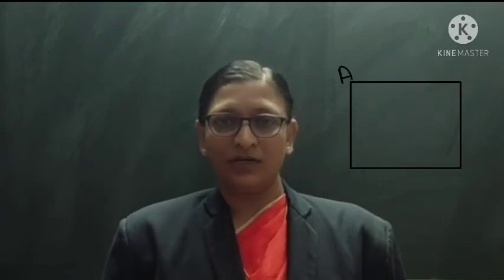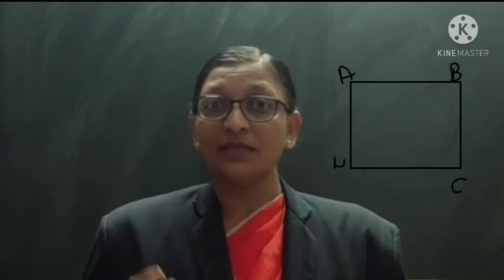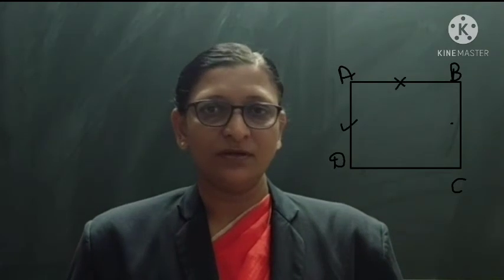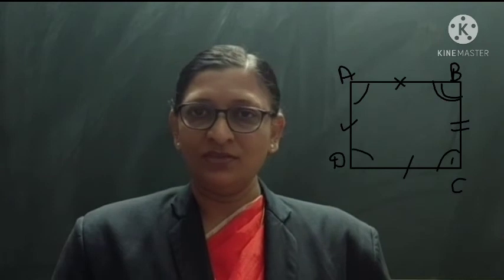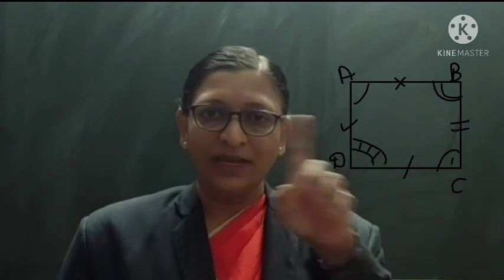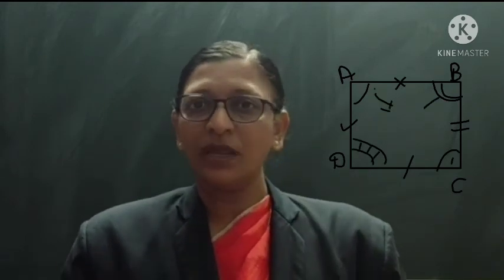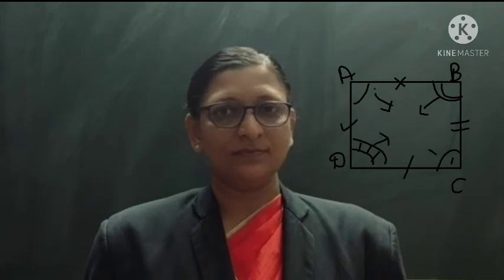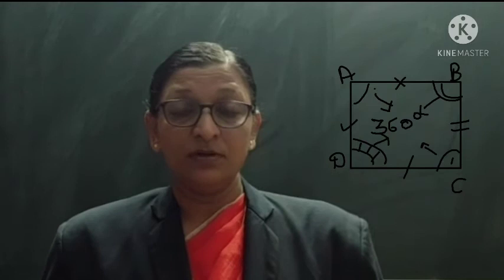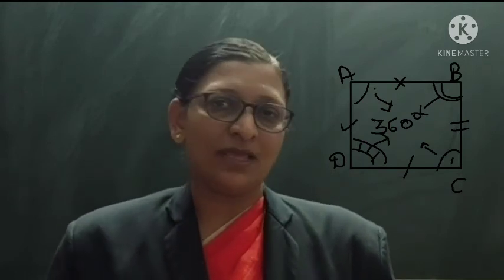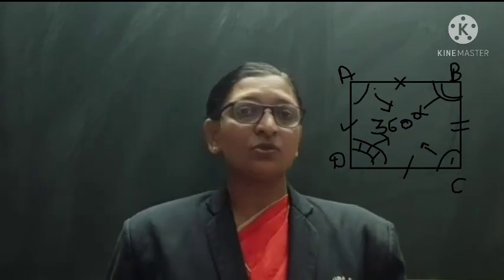What is meant by quadrilateral? A quadrilateral is a closed geometrical figure with 4 vertices, 4 sides, 4 interior angles. As we have learnt in the previous chapter, the sum of all the interior angles of a quadrilateral is 360 degrees.